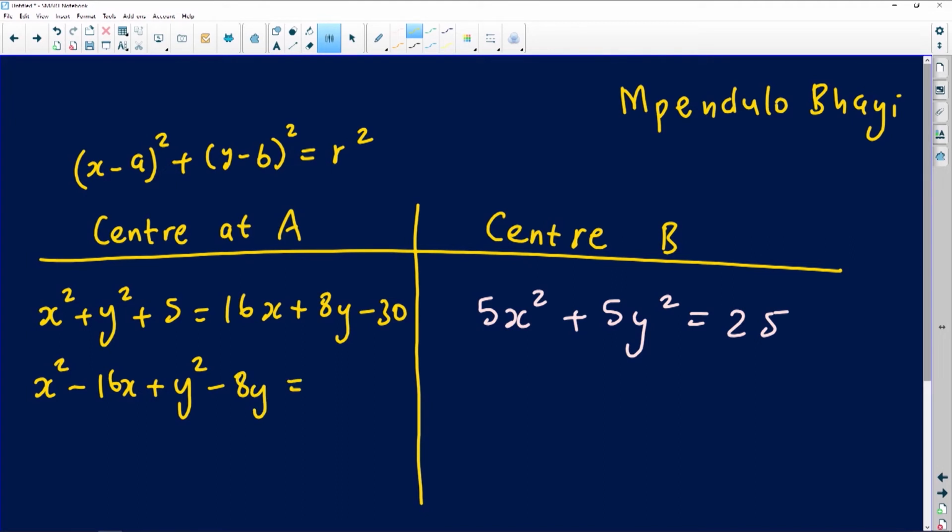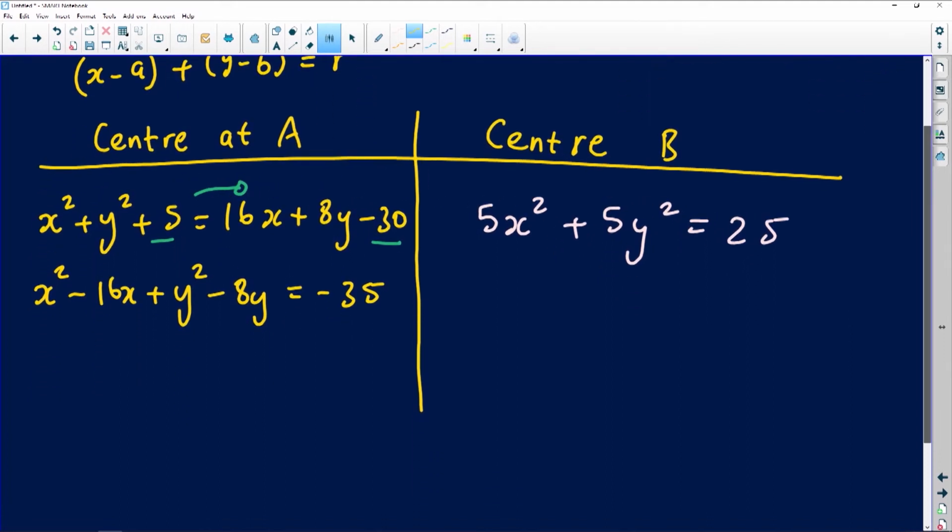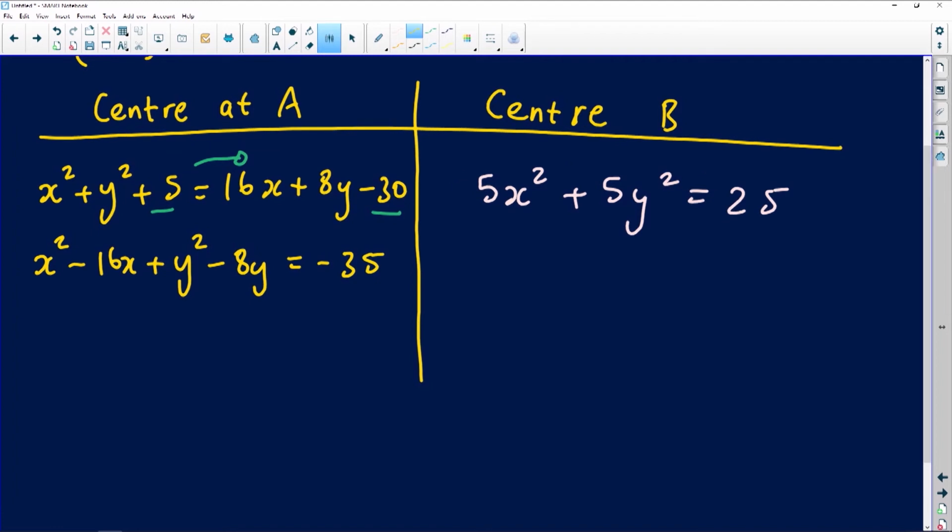And all the numbers, all the constants, we call them like terms in mathematics, I'm going to group the 5 and the 30 by taking 5 to the right. Mathematically, we say you are subtracting 5 on both sides of the equation. So when I subtract 5 on both sides, that negative 30 and negative 5 together will amount to negative 35. Okay, cool. Now I've got x squared minus 16x, y squared minus 8y equals to minus 35. Now I'm going to begin the process of completing the square, which is something that comes from grade 11 algebra, right?